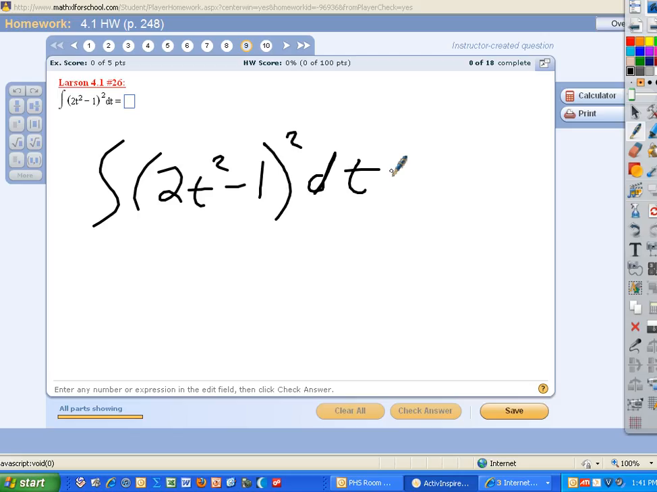Okay, now what about this? That is certainly not one of our standard forms. We don't have an antiderivative. Yeah, we'd have to expand this, wouldn't we?